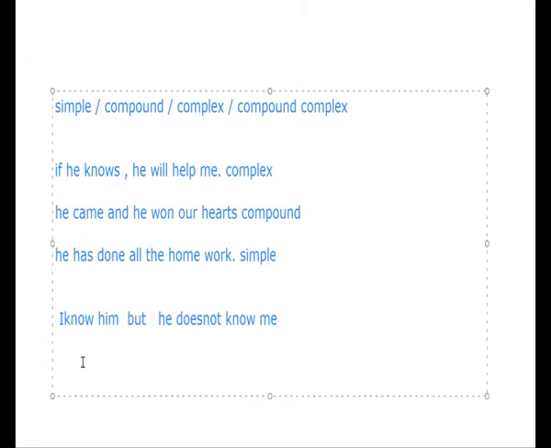Check it out. If he knows, he will help me. This is one complex sentence. Now, I'll give one more complex sentence.